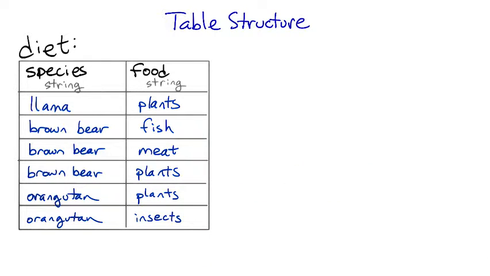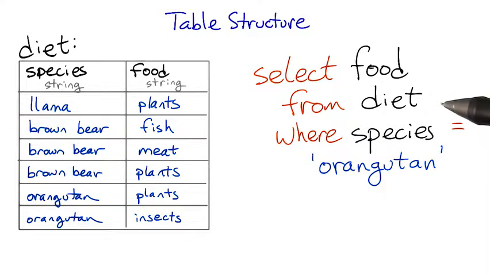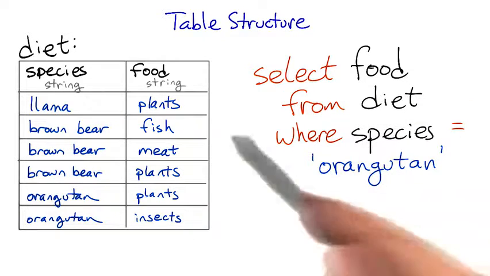Now let's take a look at a real database query against this table. Select food from diet, where species equals orangutan. This looks almost like ordinary English, but this is actually an SQL database query. It's asking the database to return particular data from the diet table.